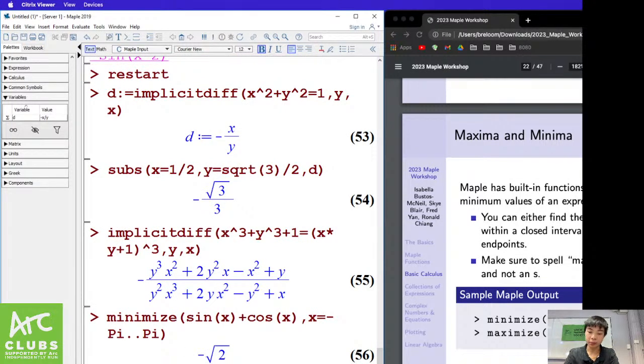And then we can also maximize functions the same way, such as e to the minus x squared times x.